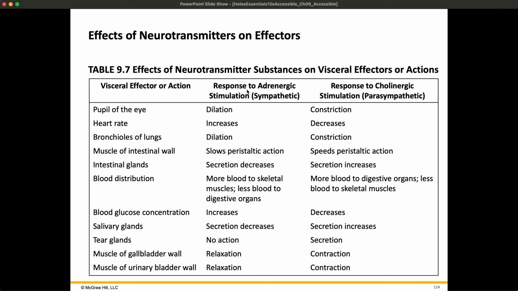Heart rate is going to increase from sympathetic because that's going to increase your blood pressure and your delivery of nutrients, whereas in parasympathetic it can decrease. Bronchioles of the lung are going to dilate so you can take in more air versus constrict with parasympathetic because you don't need that extra energy. And so on and so forth. You should go through all of those.